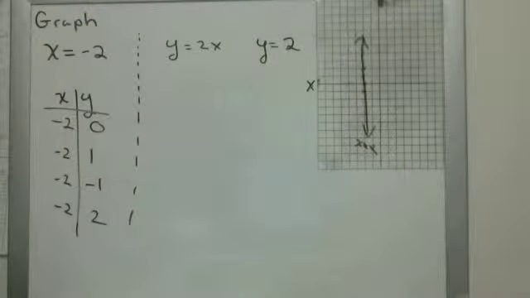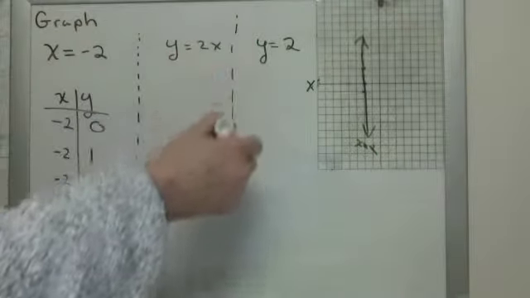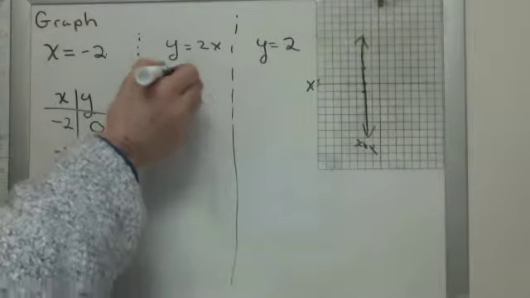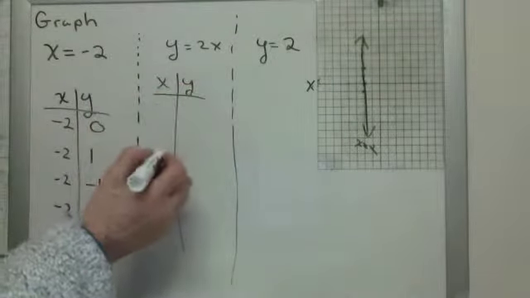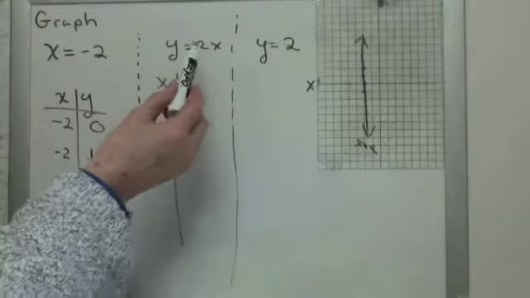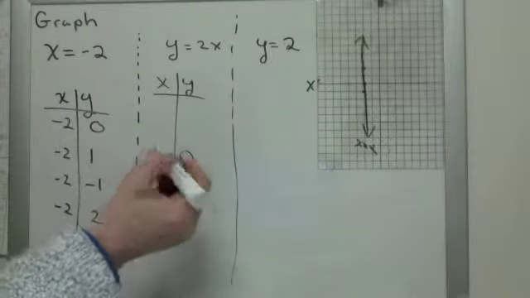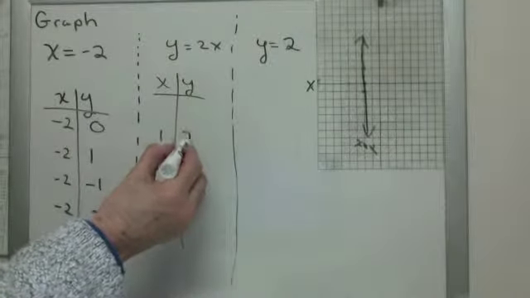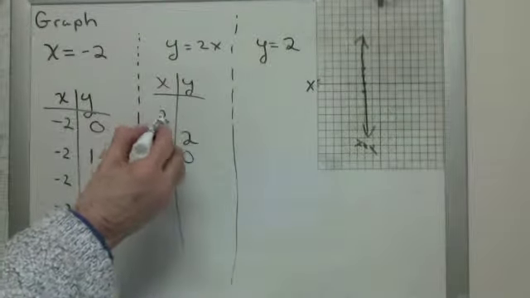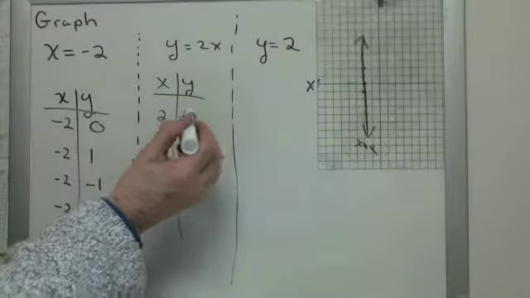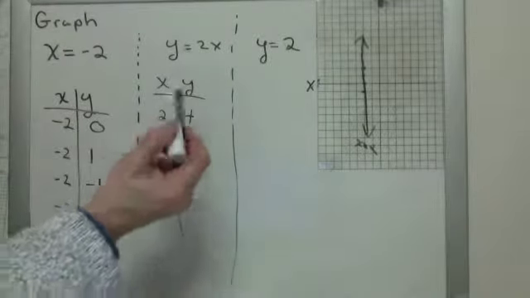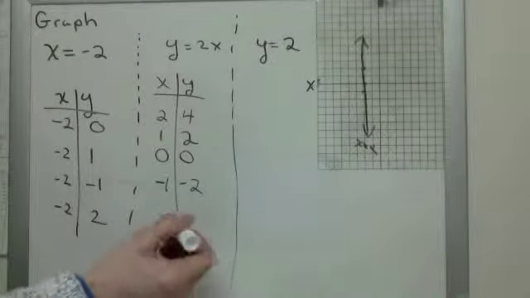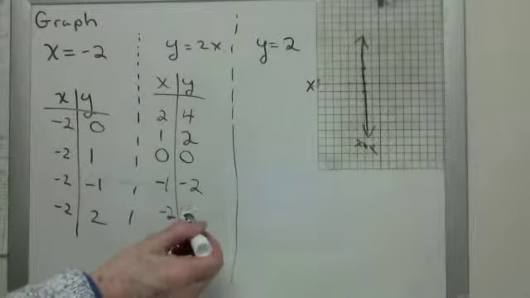Now, let's do another one. How about this one, y equals 2x? Well, let's do an xy chart. And I always like to use 0. I always start that in the middle. So what's 2 times 0? 0. All right, let's let x be 1. What's 2 times 1? 2. How about 2? 2 times 2, 4. How about -1? 2 times -1, -2. How about -2? 2 times -2, -4.